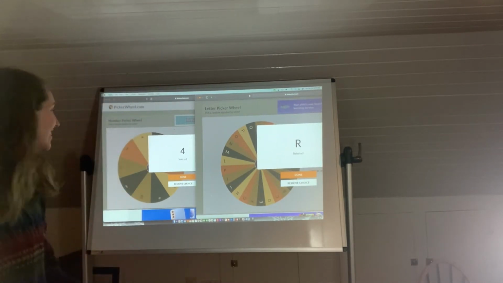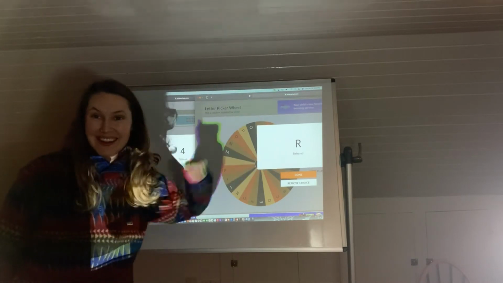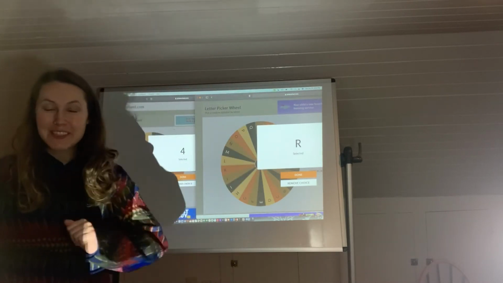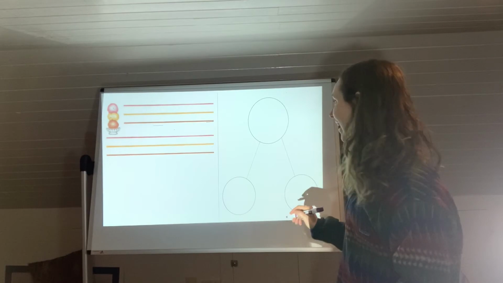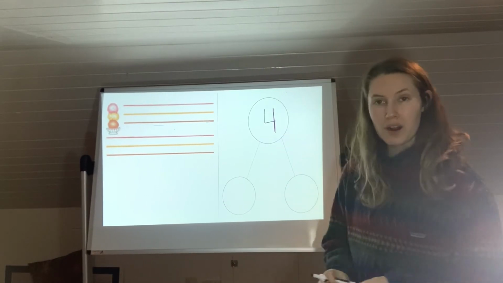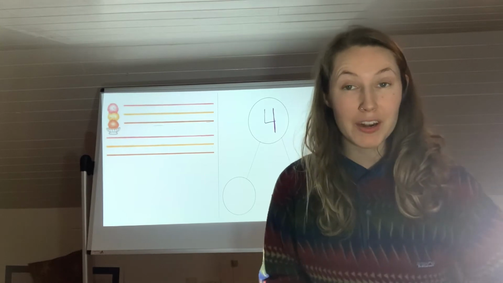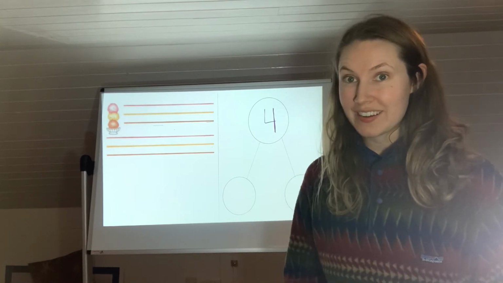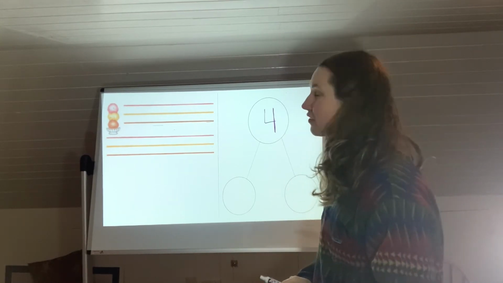Okay, it looks like we got number 4 and letter R. Let's go back to our boards and work on those. Okay, so we start with number 4. Now, what are some different hidden partners we can use to make 4? What are some different ways we can make 4?